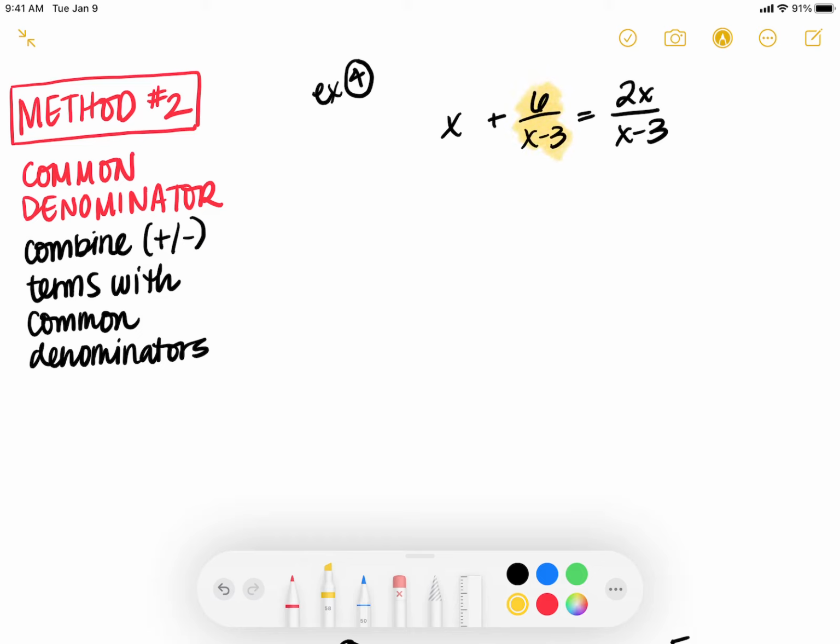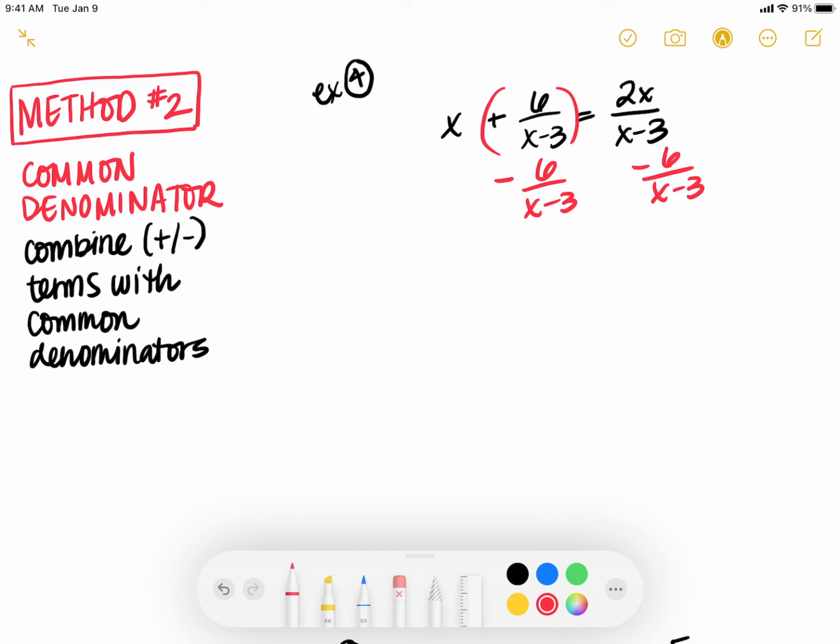So I see that this term and this term have the same common denominator. They have x minus 3. So what I want to do is combine these two terms. So I'm going to move this entire term to the other side by subtracting minus 6 over x minus 3. I'm going to do that to both sides of the equation.